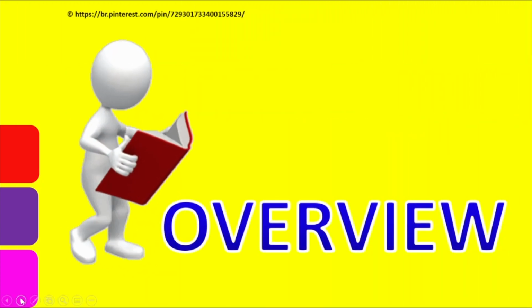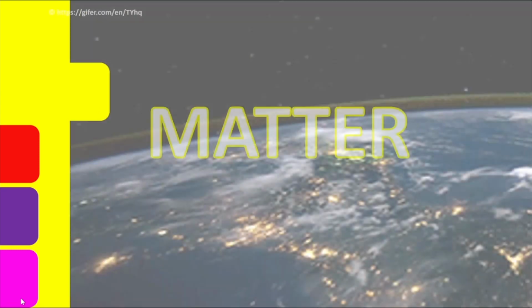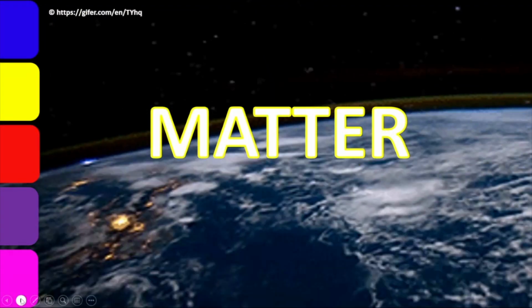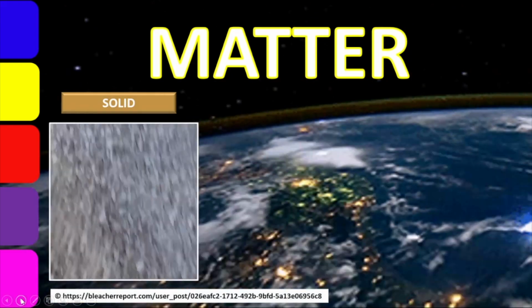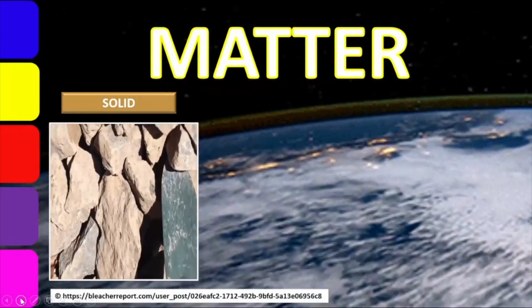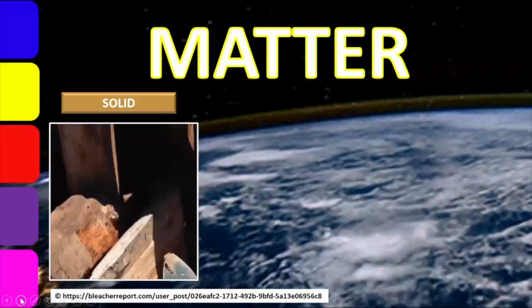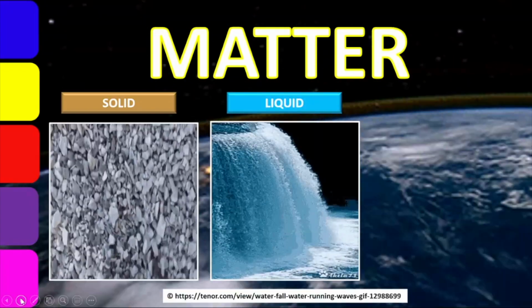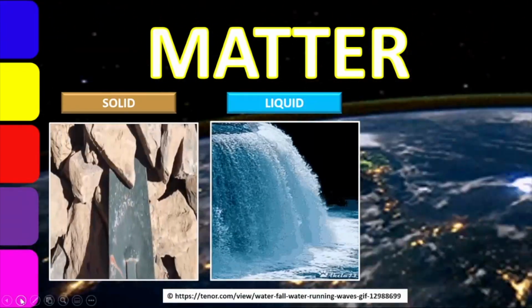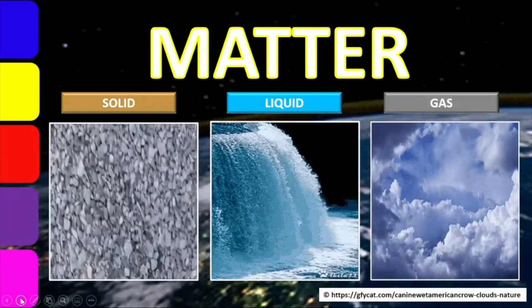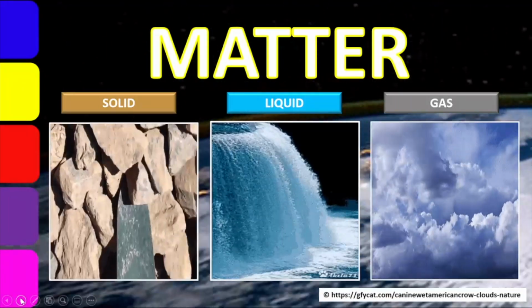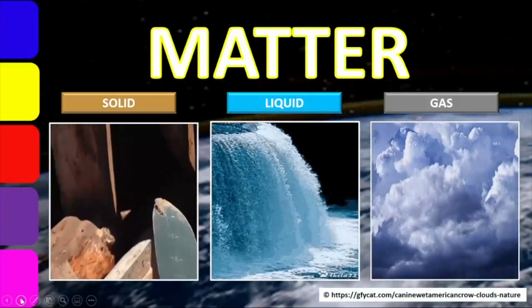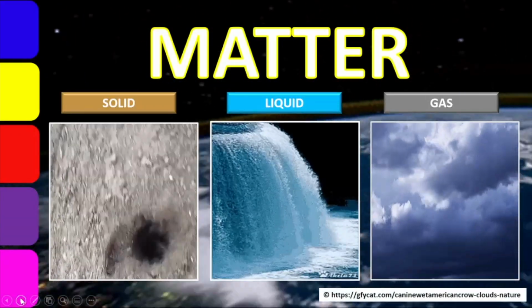But before we proceed, let's do an overview para laging fresh ang ating memory pagdating sa topic ng matter under the first quarter. And let's start by defining what is matter. Matter can be solid like rocks, wood, metal, and anything na pwede nating hawakan because it has mass. It can be also in the liquid form like water, form na umaagos. And it can be a gas like vapor, steam, clouds, or invisible gases na hindi natin nakikita.